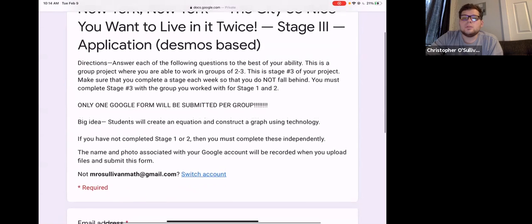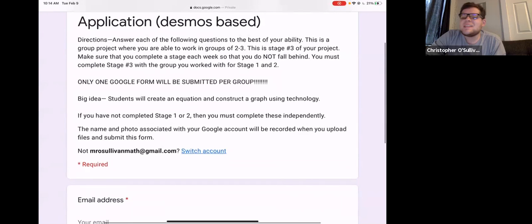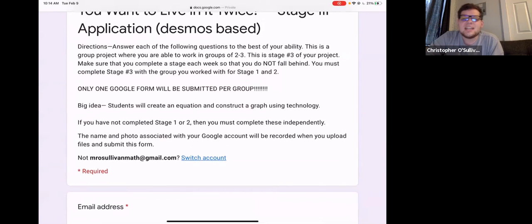And ladies, reminder, the name and photo associated with your Google account will be recorded when you upload your files and submit this form. Also, if you didn't do stage one or stage two, you have to do those independently. That is just the way the game is going to work, because you have to do stage one and stage two to do this project, and the majority of the groups have already been created. They were created during the pause days, and before the pause. So yes, you need to complete stage one and stage two. The videos for those are on YouTube as well, on this channel, and the Google Forms are also on iLearn.